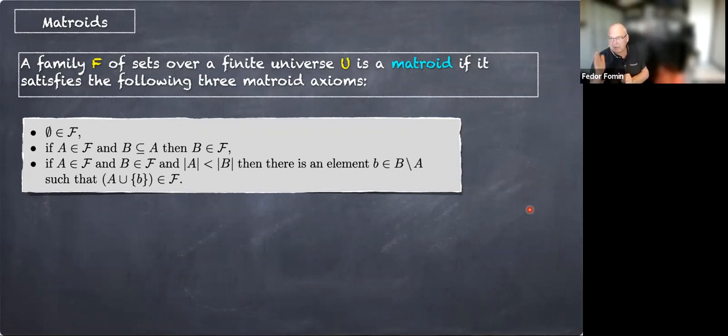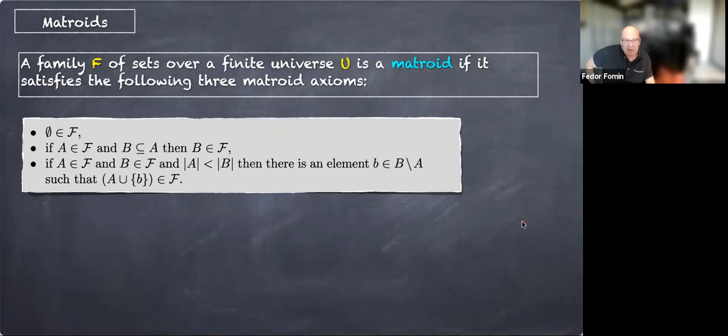So if you never saw matroids, just think about the universe as vectors in some, say, d-dimensional space. And then the family F is just the linear independence of these vectors, right? Then the empty set is independent by definition. If I have one set which is independent and I take a subset of it, then it's also independent. And if I have two independent sets and the cardinality of one is smaller than the other, this is the exchange property, then I can always take an element from the larger set such that I can add it to the smaller set and it will still remain linearly independent.